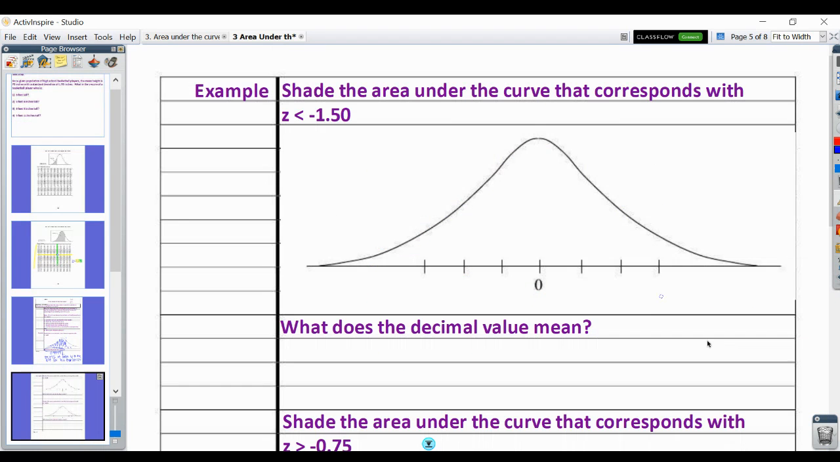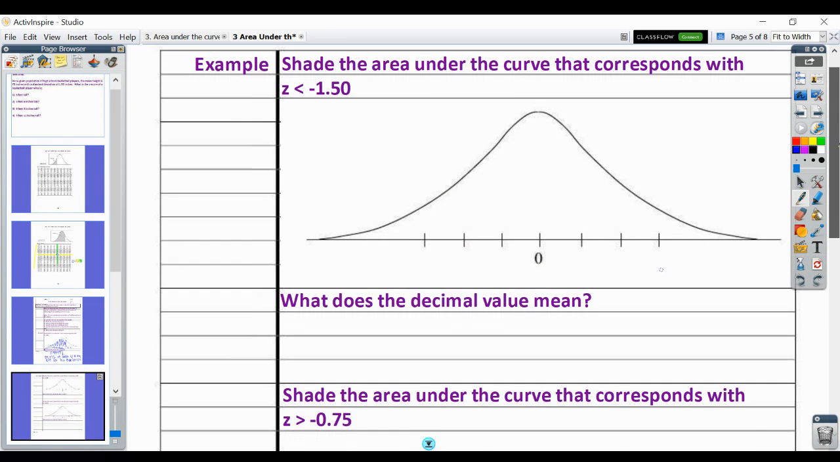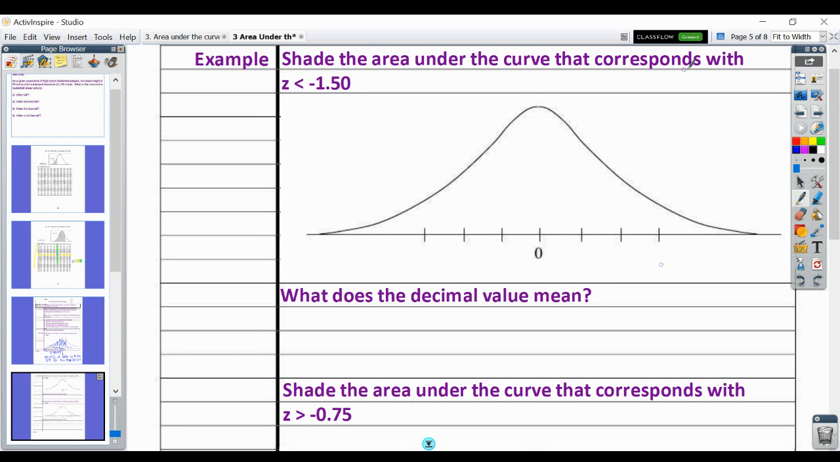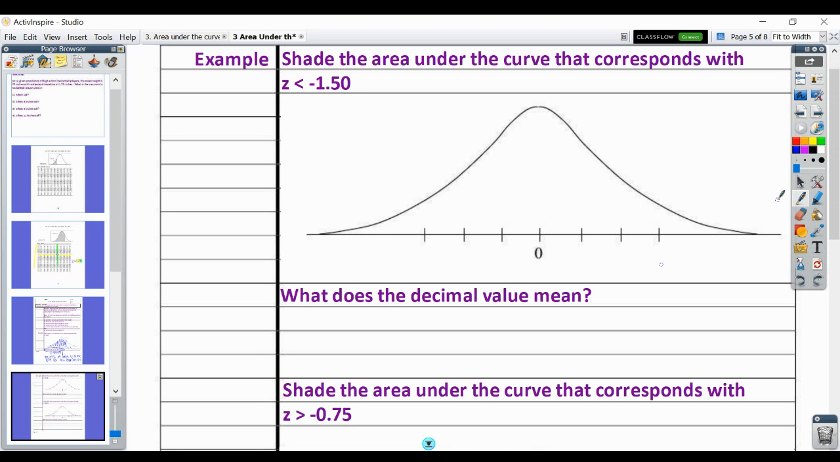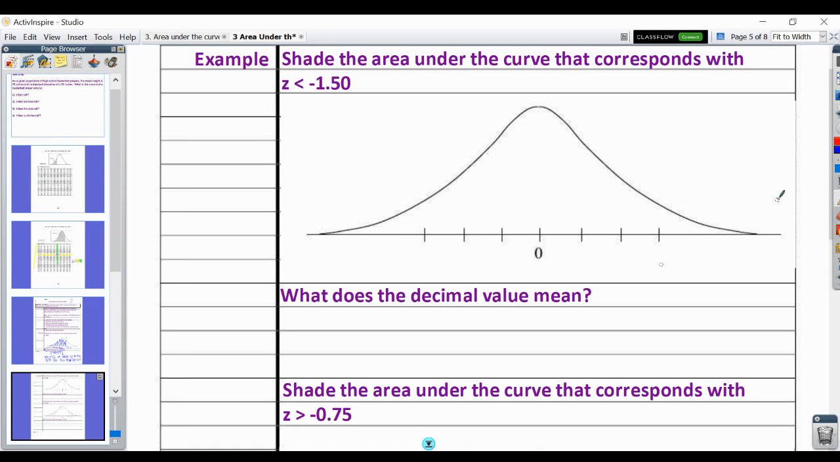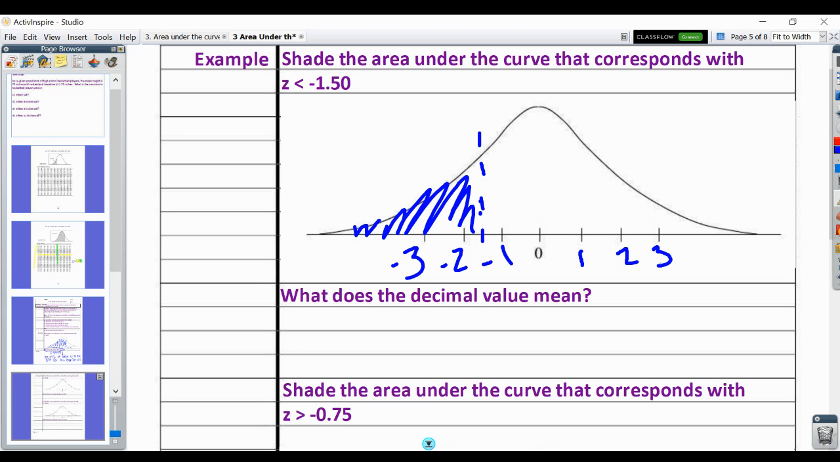All right. Let's try again. Our job here is to shade the area under the curve that corresponds with z less than negative 1.5. So again, you want to find negative 1.5. On the axis, 1, 2, 3, negative 1, negative 2, negative 3, negative 1.5, or negative 1.50, will be right in between negative 1 and negative 2. And again, it's less than, so we shade to the left.